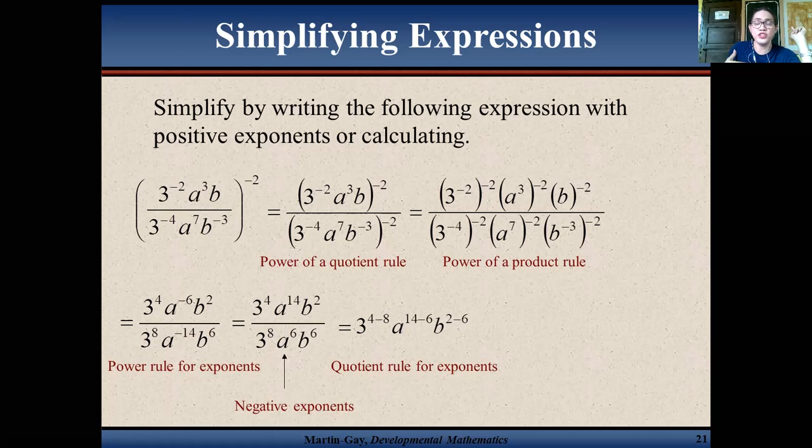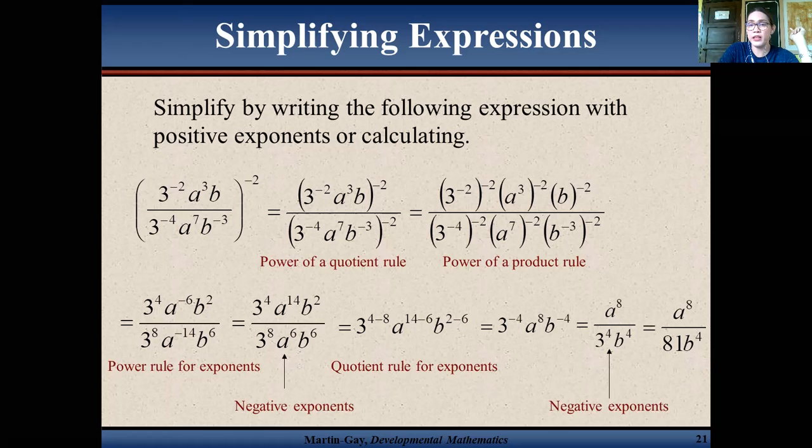Applying the quotient rule for exponents, you have 3 to the power of 4 minus 8, a to the power of 14 minus 6, and b to the power of negative 6. Then you have 3 to the power of negative 4, a to the power of 8, b to the power of negative 4. Since there are still negative exponents, we apply the negative exponent rule. That gives you a to the power of 8 over 3 to the power of 4, b to the power of 4. Or you can simply evaluate 3 to the power of 4 as 81. So our final answer is a to the power of 8 over 81b to the power of 4.